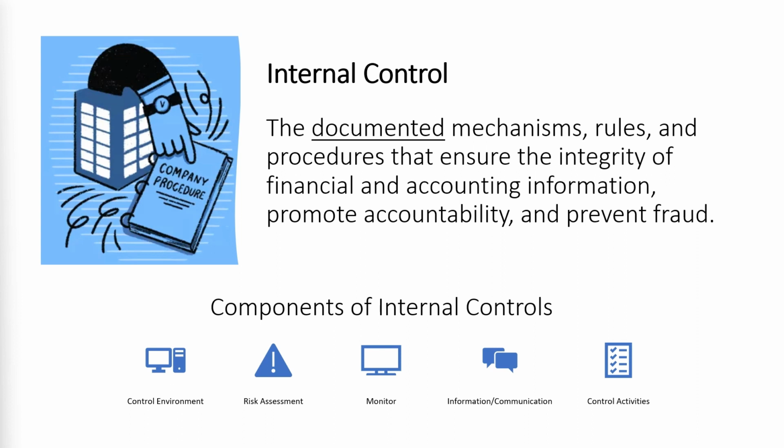While this presentation focuses on fiscal internal controls, it is crucial to implement controls across all functions and departments. Today we will delve into 5 key components of internal controls: control environment, risk assessment, monitoring, communication, and control activities. These components are essential for establishing robust internal control systems within organizations.